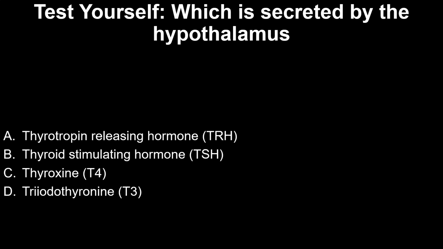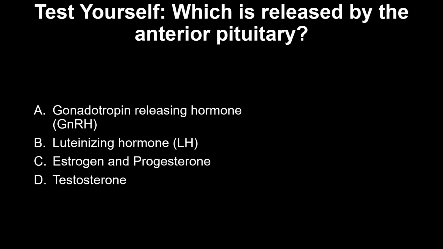Now, just really quick, which of these is actually secreted by the hypothalamus? It's thyrotropin releasing hormone. Remember, the hypothalamus only releases releasing hormones. And then which of these is released by the anterior pituitary? Luteinizing hormone. Gonadotropin releasing hormone is from the hypothalamus.